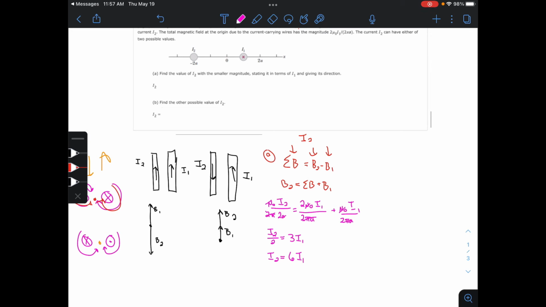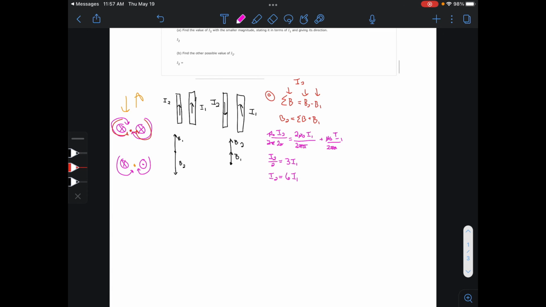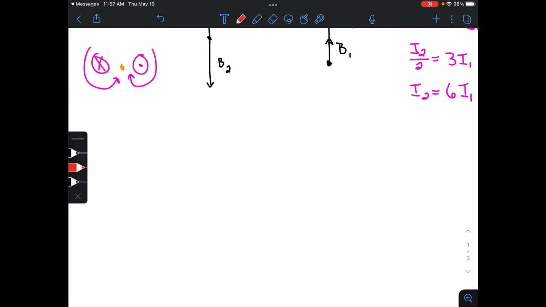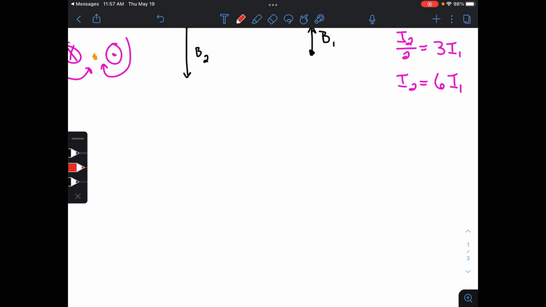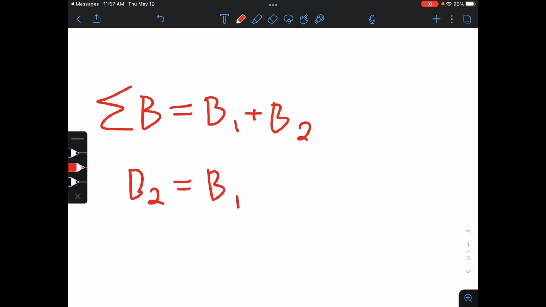But that's assuming this. Where is it? Let's see if I can figure out where I drew it. That setup was assuming this setup. As I said, we were expecting a pretty large value if we want one of the wires to overcome the force. But now in this one, we're expecting a smaller value if we want the fields to work together. So our new formula for this one will be, instead of subtraction, it's going to be addition. So the total is going to be equal to B1 plus B2.